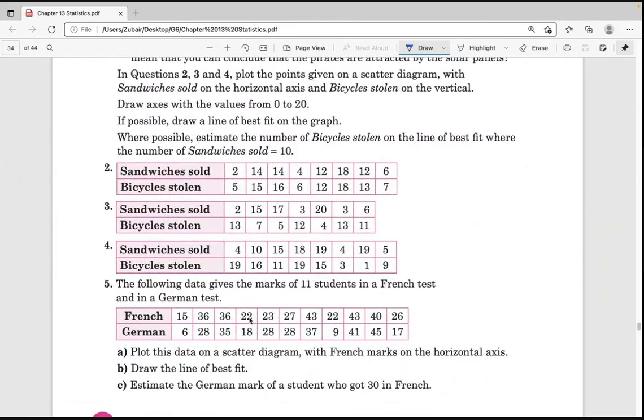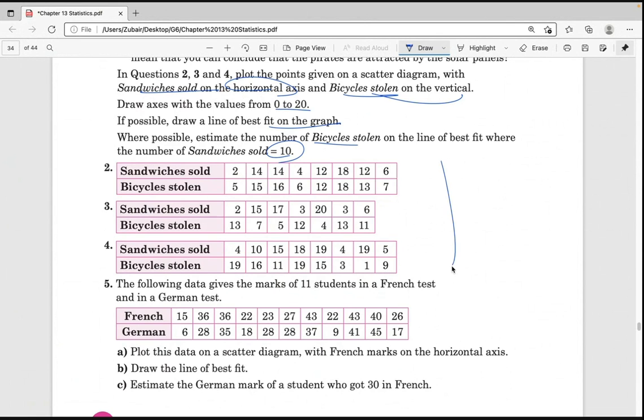In questions 2, 3, and 4, plot the points given on the scatter diagram with sandwiches sold on the horizontal axis, bicycles sold on the vertical axis. Draw axes from 0 to 20. If possible, draw the line of best fit on the diagram. Where possible, estimate the number of bicycles stolen on the line of best fit, where the number of sandwiches sold is 10. So if we look at the data, 10 is missing.